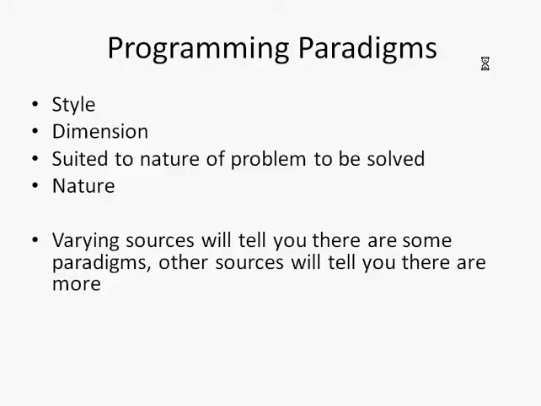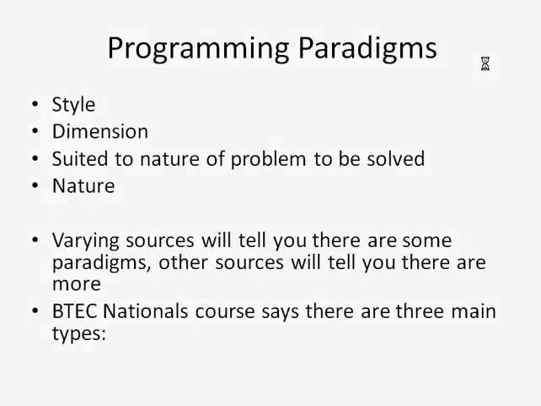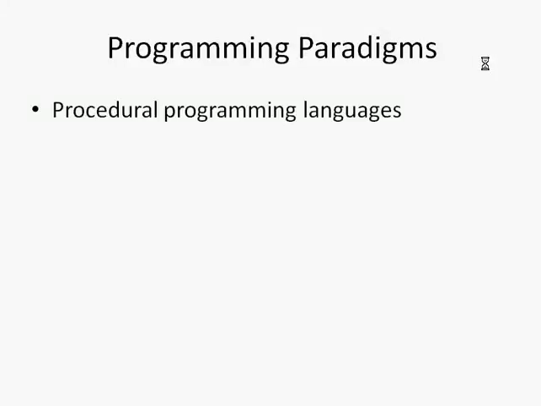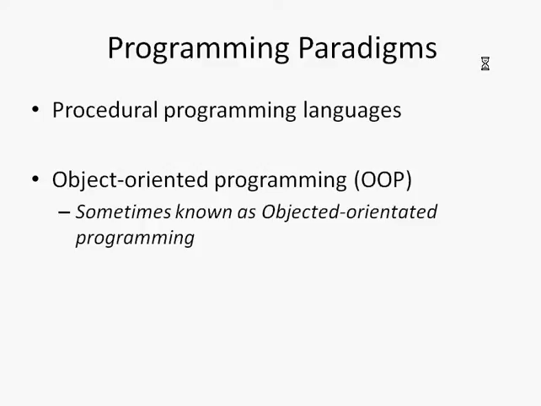Varying sources will tell you there are some paradigms, other sources will tell you there are more. So there's no precise or definitive list of programming paradigms. Some people say some things are programming paradigms, and other people say that others are. The BTEC Nationals course says there are 3 main types: procedural programming languages, object-oriented programming, or OOP, and in the BTEC guidance it might be known as object-orientated programming, just slightly different from object-oriented. And there's event-driven programming. So we'll look at these 3 in a little more detail now.